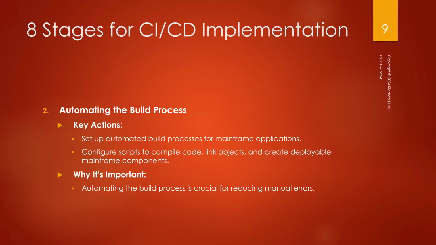Second, automating the build process. Key actions include set up automated build processes for mainframe applications using tools like Jenkins, Compuware Topaz, or IBM UrbanCode Build. Configure scripts to compile code, link objects, and create deployable mainframe components automatically when changes are committed to the repository. Why is it important? Automating the build process is crucial for reducing manual errors and ensuring that all changes are compiled and prepared for testing efficiency.